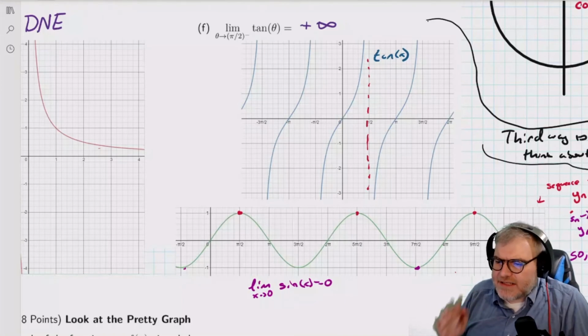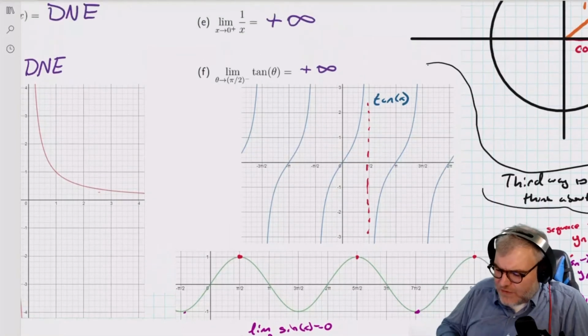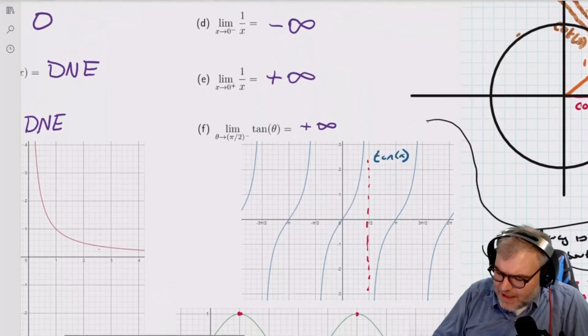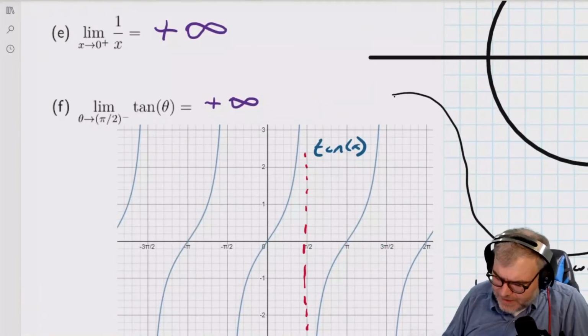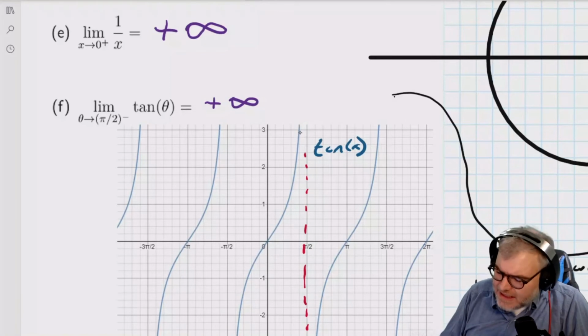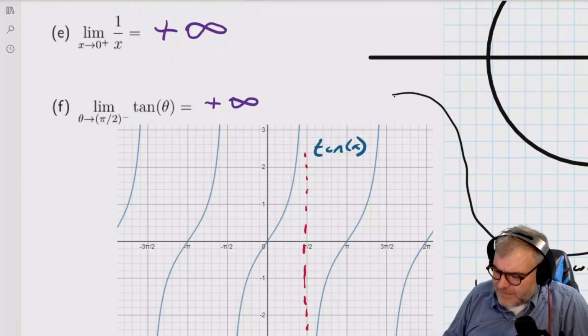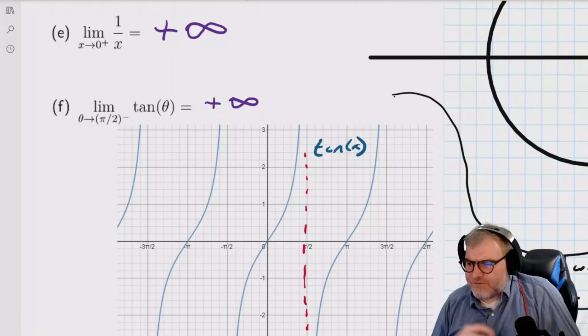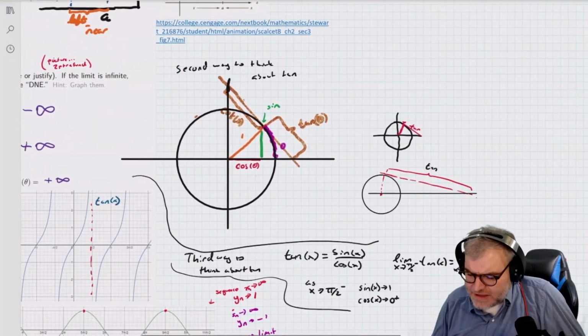Tangent. There's 3 ways. You got negative infinity for f. Yeah, so let me talk about f real fast. Here's the function, here's tangent. As I go to pi over 2 from the left, I get positive infinity. As I come from the right, I get negative infinity. Now, there's a couple of ways to think about that. The first way is to graph it. The second way is to think about what tangent actually is.